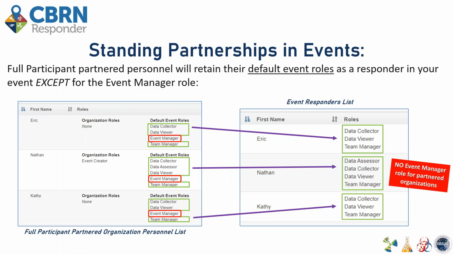Full participant partnered personnel will retain all of their default event roles as a responder in your event, except for that event manager role. On the left-hand screenshot here, we have various default event roles from these personnel at their organization level. So for example, Eric has the data collector, data viewer, event manager, and team manager permission. However, since this organization is a partner on your event, they are not going to retain the event manager role.